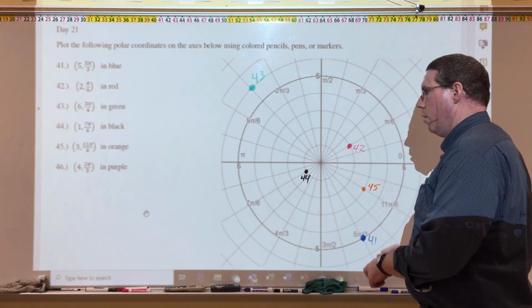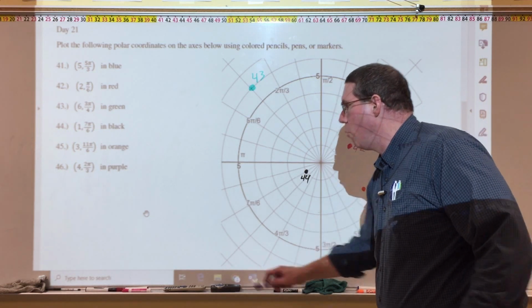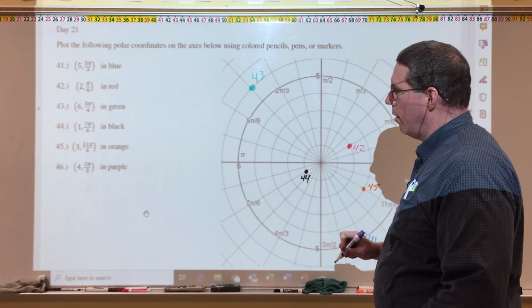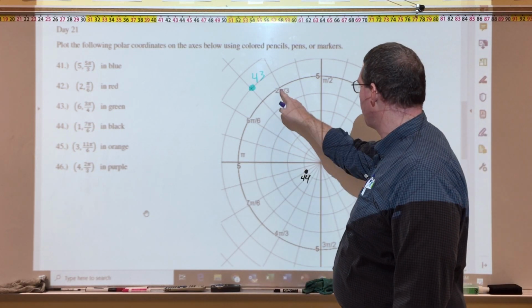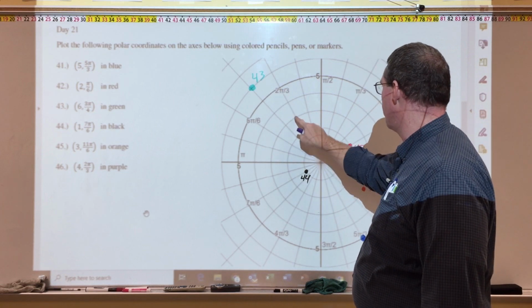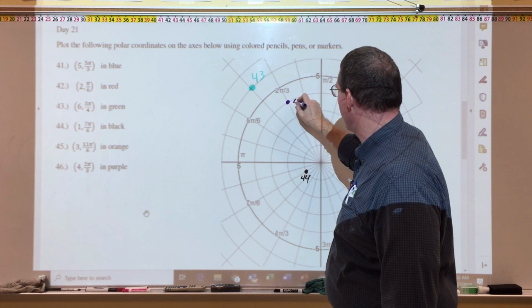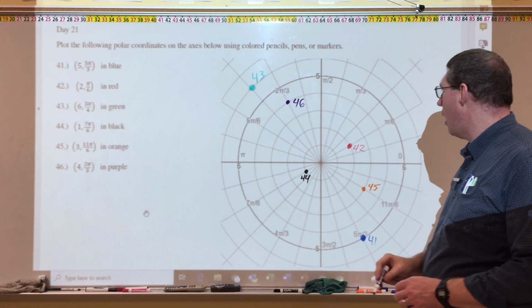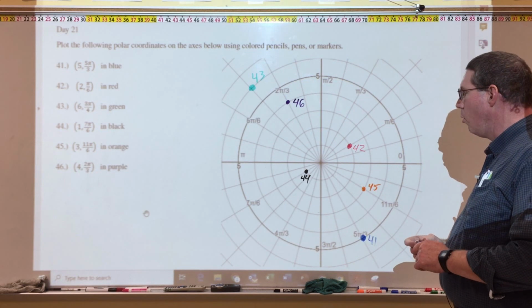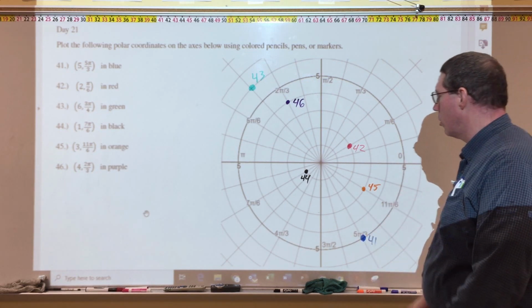And now the last one in purple is going to be 4. Radius of 4, angle measure of 2 pi over 3. 2 pi over 3 is right here. Radius of 4 would be 1, 2, 3, 4. That's right here. And that's going to be question number 46. So what we've done here is we've plotted 6 polar coordinate points on a polar grid.